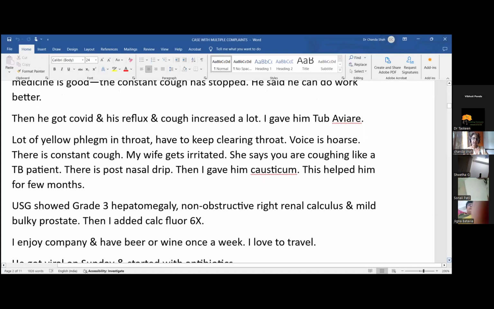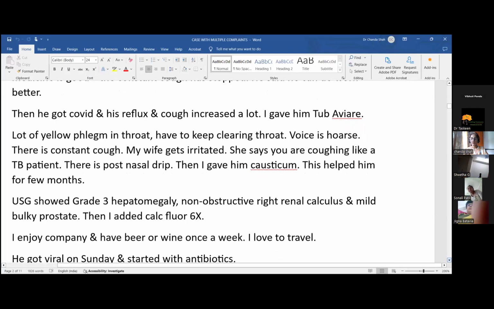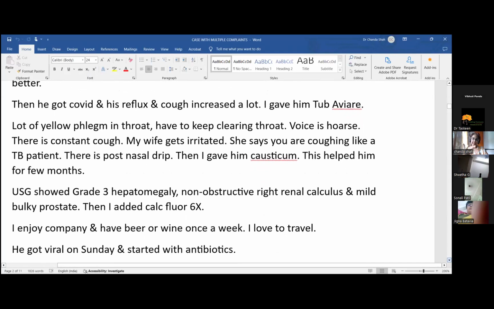Then he's saying, "I enjoy company and have beer or wine once a week. I love to travel." Again, in between, he got some viral infection and again started antibiotics. So all the time, he's either taking antibiotics or he's on medicines like Ocid, pantoprazole, whatever.